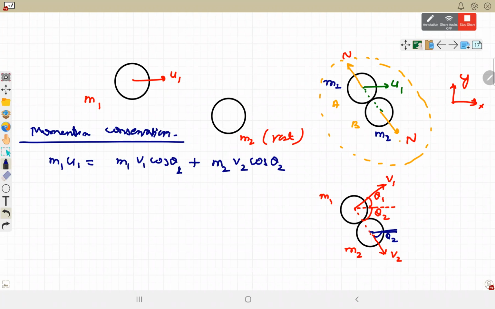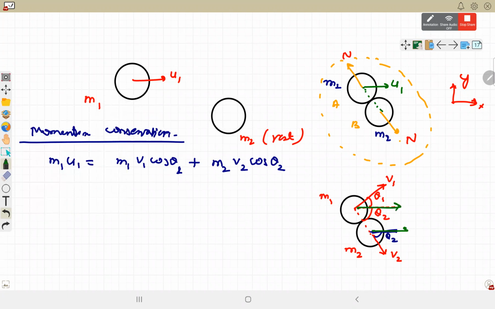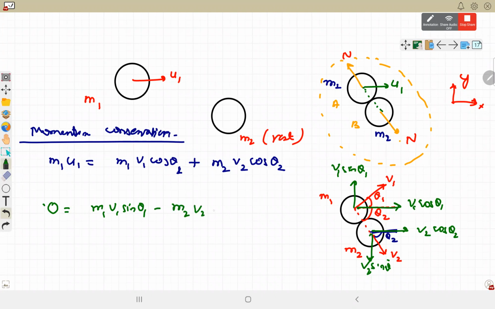In the X direction momentum will be conserved because net force is 0. So for the X direction, the components to resolve are v1 cos theta1 for the first and v2 cos theta2 for the second particle. In the Y direction, initially there was no velocity, so initially there was no momentum in the Y direction. Initially it is 0. Finally it is m1 v1 sin theta1 minus m2 v2 sin theta2.